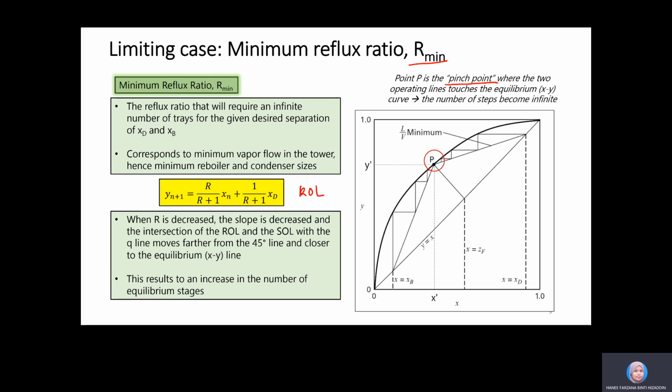Okay, so after you get this point, this will result in an increase in the number of equilibrium stages, and the number of equilibrium stages will become infinite, because technically you can't really calculate how many number of stages you require in the middle of this point here, because technically you can't see what happens there. So that's why we say that at R min, the number of stages becomes infinite. But just now at N min, the minimum number of stages, the reflux ratio becomes infinite.